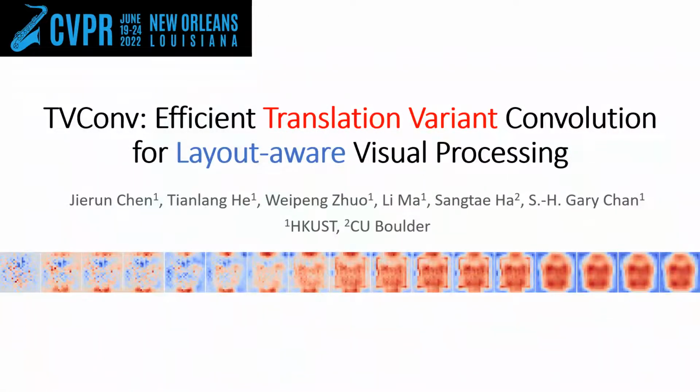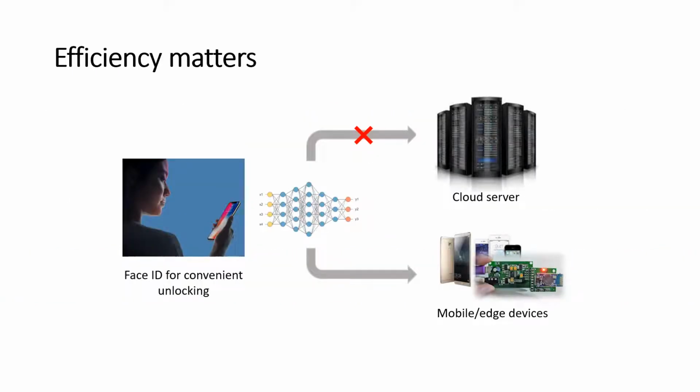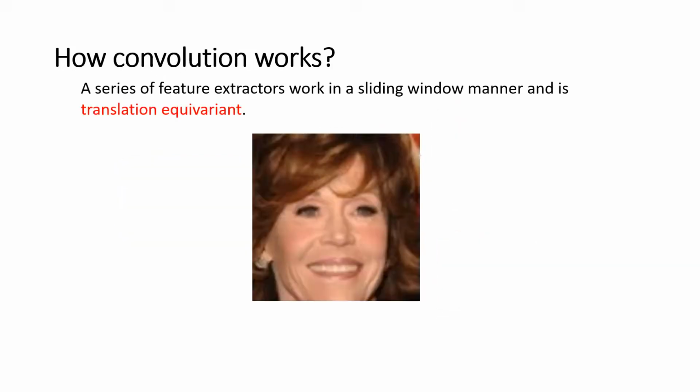We present TVConv, an efficient translation variant convolution for layout-aware visual processing. Efficiency matters for AI-powered applications, especially when the cloud server is out of reach and the computing is done locally on mobile or edge devices. Despite various networks being proposed for efficiency, their fundamental operators remain more or less the same as convolution.